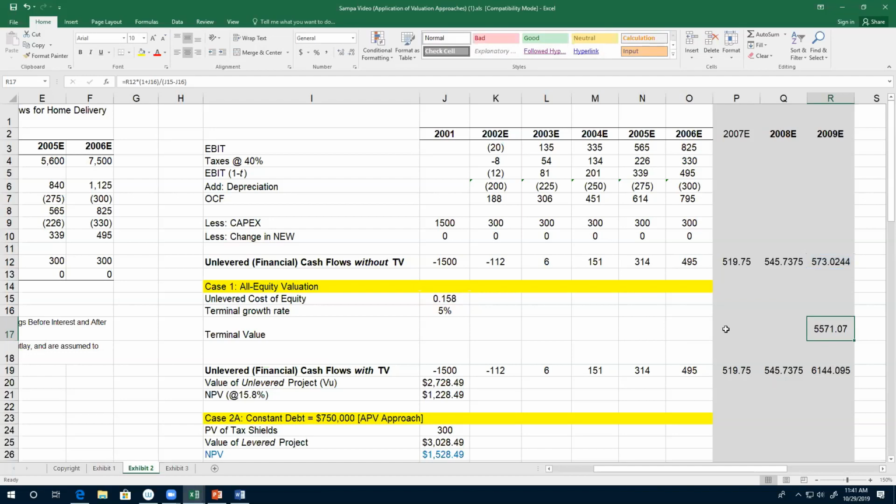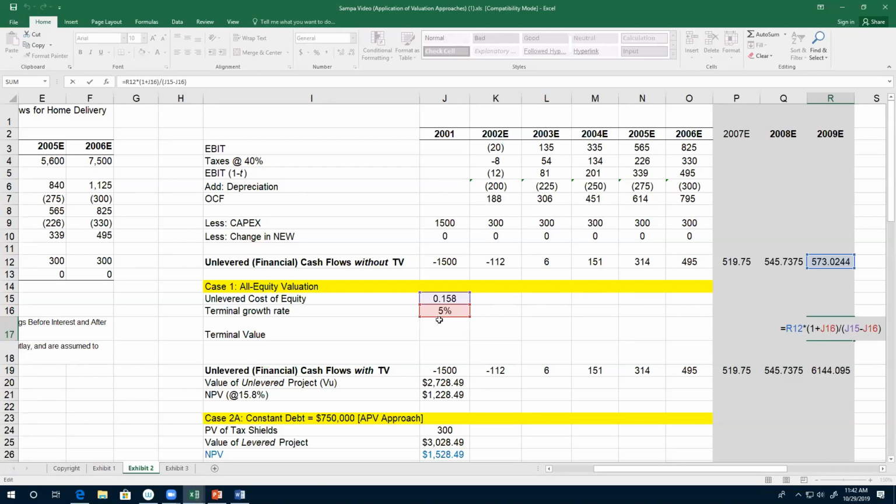Now, how do I get my terminal value here? What do I do? How do I get my terminal value? What do I need? Just the growth rate and the long run growth rate. Yeah, so I need my this year cash flow. I'm going to multiply that by 1 plus 5%, which is 1 plus the growth rate. But then I need to divide by R minus G. Yes, R minus G.